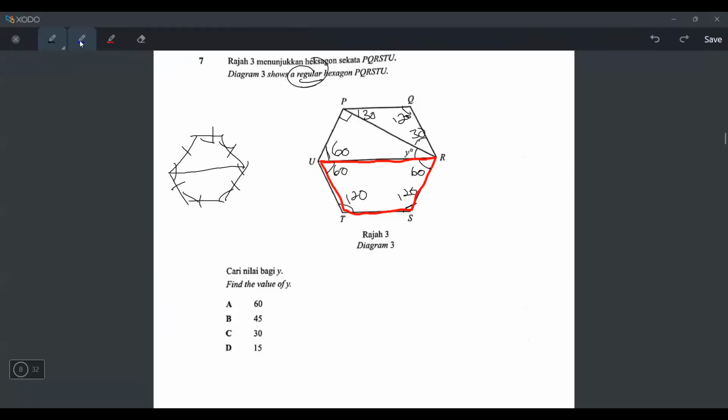And then what is y? Use the right-angled triangle, because the total of a triangle's angles is 180. So if you want to get y, I just take 180 minus 90 minus 60. And then the answer is 30.